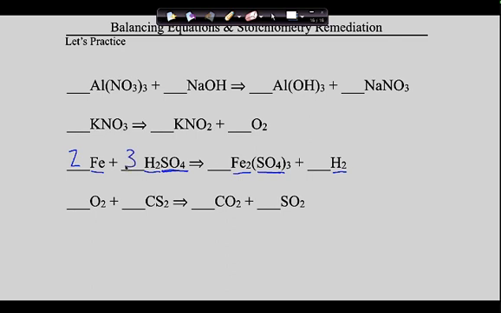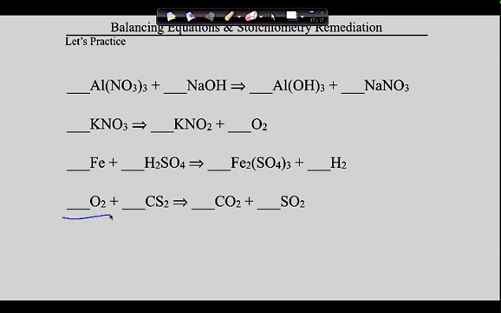But this creates a problem, because even though we've already balanced the hydrogens, you'll notice that the hydrogen is no longer balanced because of the 3. We now have 6 hydrogens here, which requires that we put a 3 there, and now our hydrogens are balanced as well. Now, one of the other hints that we talked about was the idea that you never want to balance oxygens first. Always save it for last.